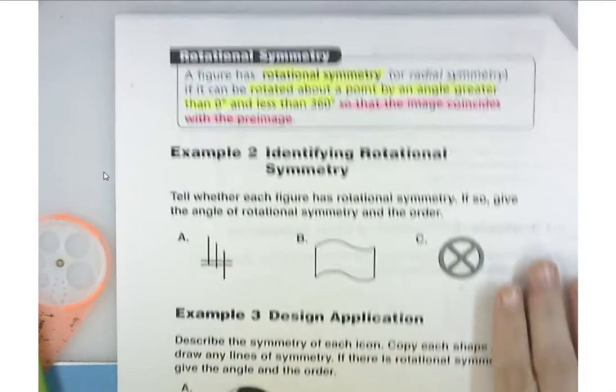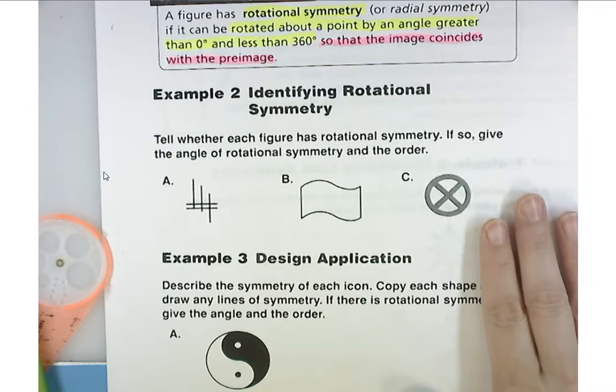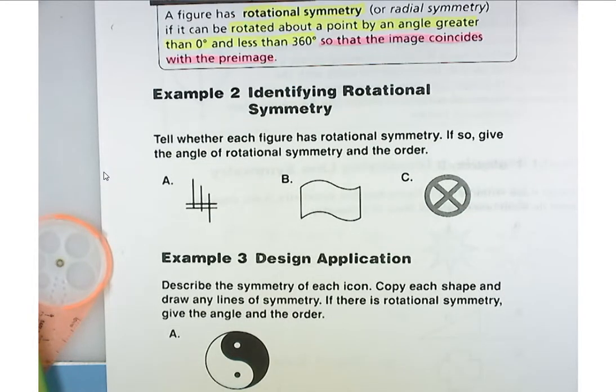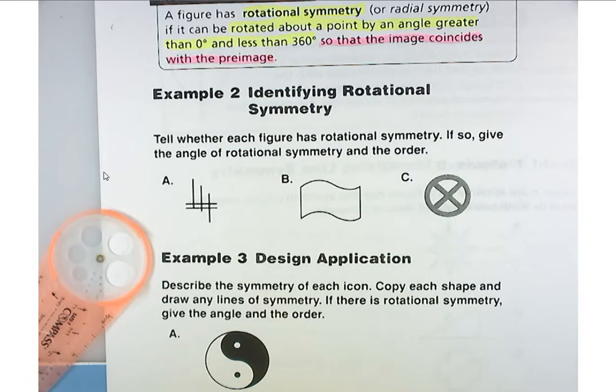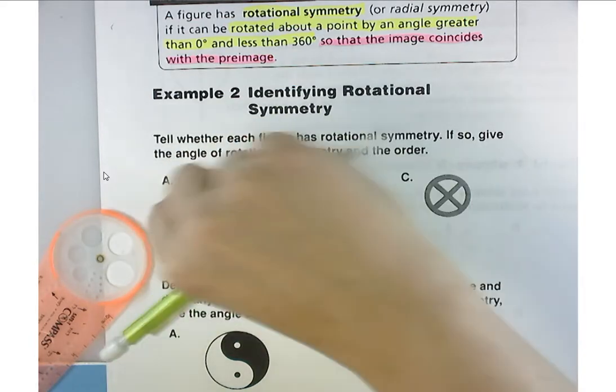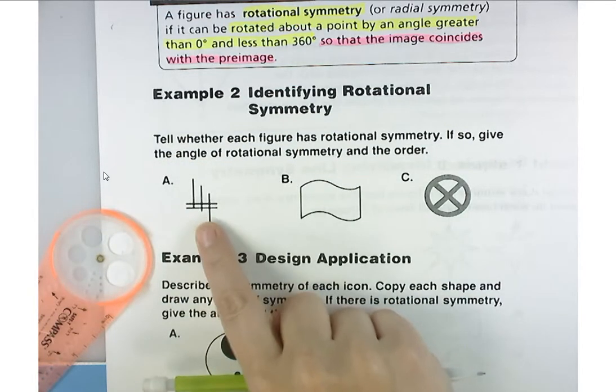Alright, so for example 2, we're going to identify rotational symmetry. If the figure has rotational symmetry, we are going to give the angle of rotational symmetry and the order. Okay, so with this shape, you would have to turn it and be able to rotate it about a point that has an angle greater than 0 and less than 360. Okay, so is there any way that you can turn this so that it's going to look exactly the way that it does now?